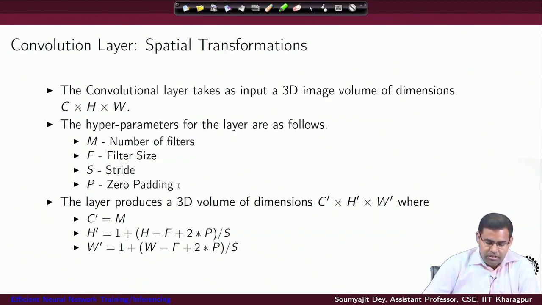Now, what is this layer going to produce? It is going to produce a 3D volume of dimension C prime cross H prime cross W prime. As you can see, in terms of dimension, the channels from the input are now changing to C prime. Why? Because the input image gets multiple different filters applied, right.